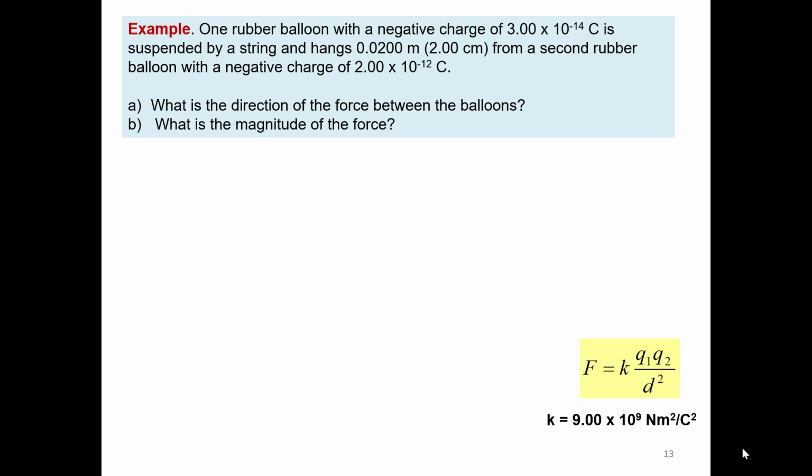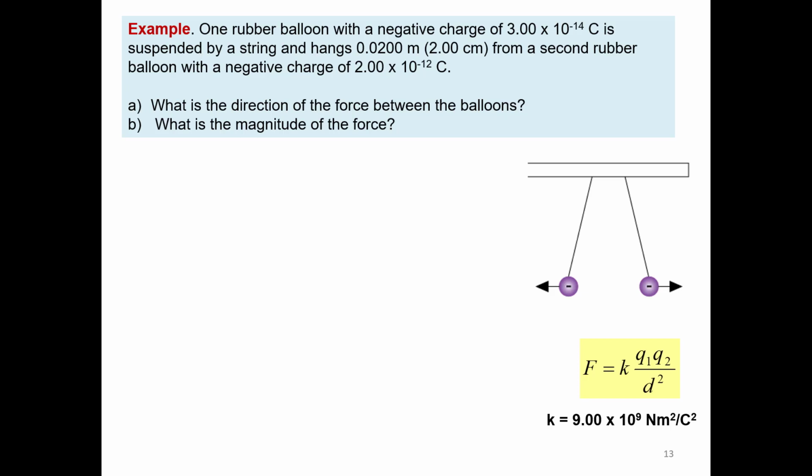Because both charges are negative, we know that they repel, because we have like charges. If we have like charges, then they will repel. This is why this is the diagram that represents this situation. This is why the force vectors are in opposite directions, because the force is a repulsive force.